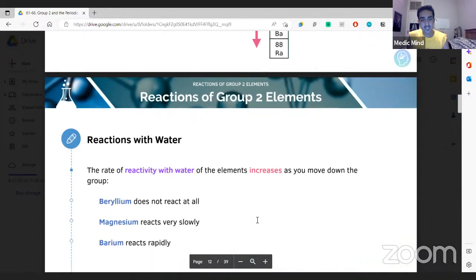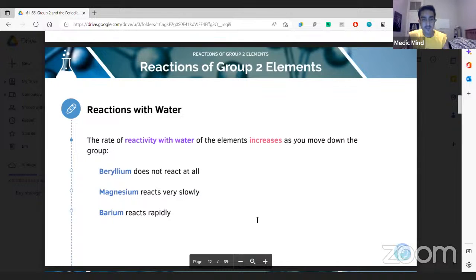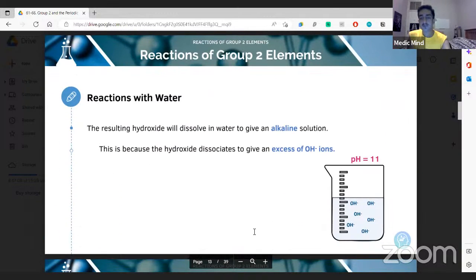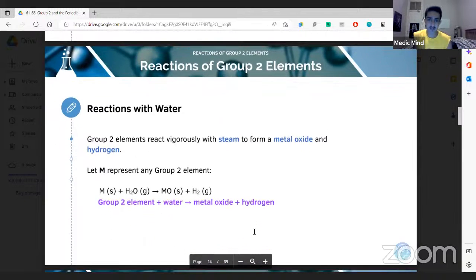So remember, reactivity just increases as you move down the group. Beryllium doesn't react at all. Magnesium reacts very slowly and barium reacts rapidly. You've probably seen this experiment in class done before. And again, it's a metal hydroxide. Metal hydroxide will dissociate hydroxide ions, which means it will form an alkaline solution.